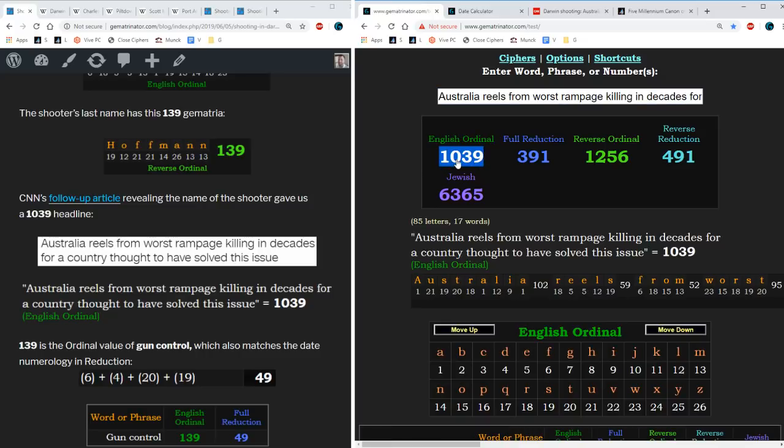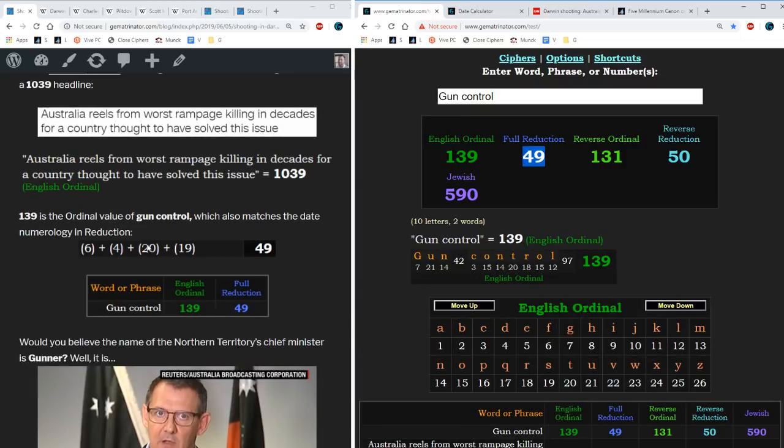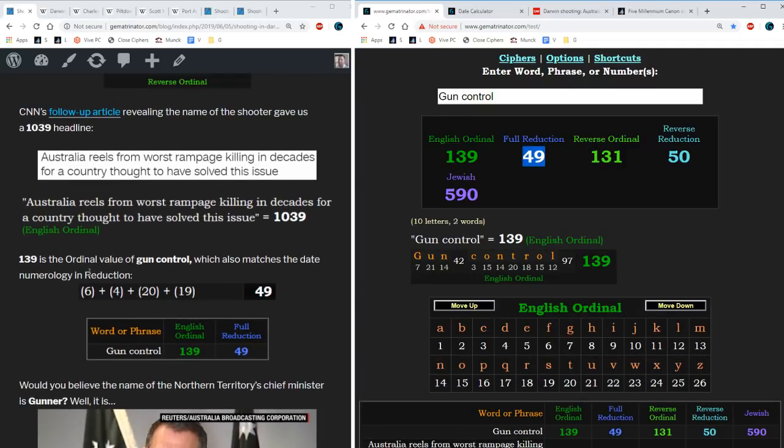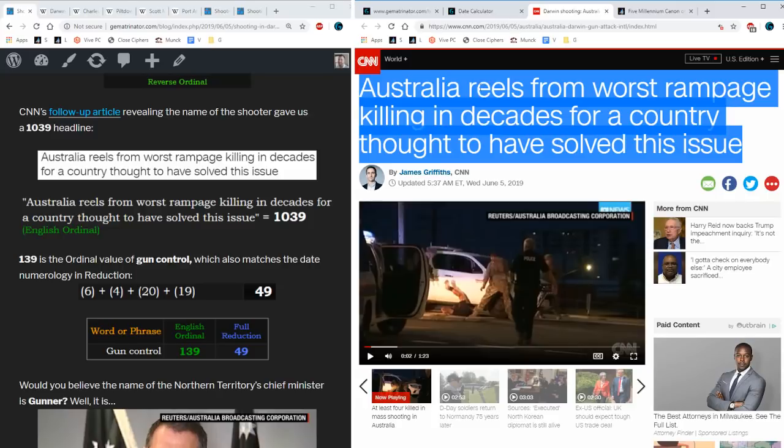And why is this number being used? Because this story is to remind us about gun control. Australia is a nation with gun control. And notice how this sums to 139 in ordinal. As far as the 49 in reduction, the date numerology of the shooting, 6 plus 4 plus 20 plus 19, sums to 49. So it's pretty clear the stance the media is taking. They want to bring gun control back to the forefront. And that seems to be the standard response now.